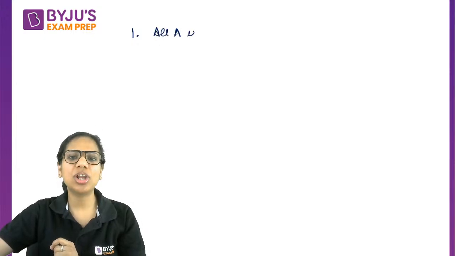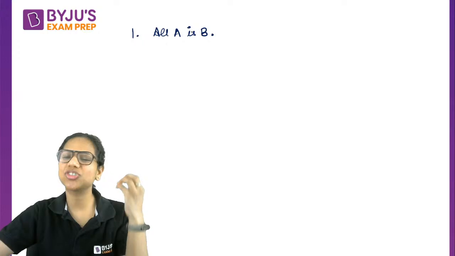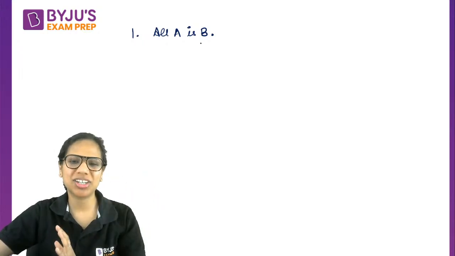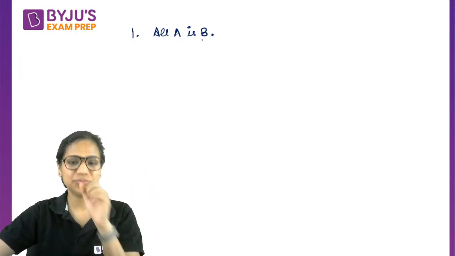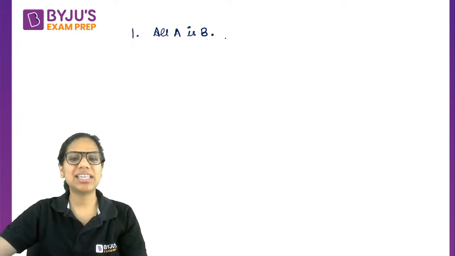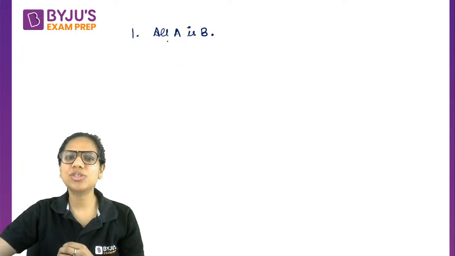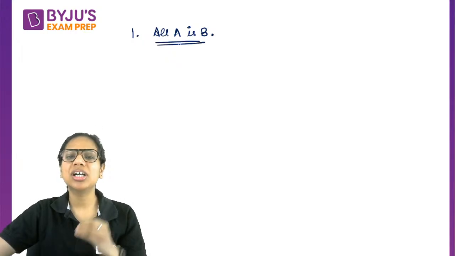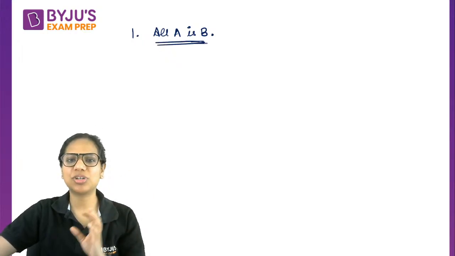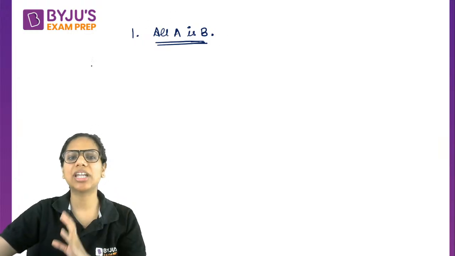So if I say all A is B or all P is Q, just assign it any alphabet you want, any letter you want. Now, all A is B. If I ask you to use Venn diagrams to represent this statement, present this statement using Venn diagrams.